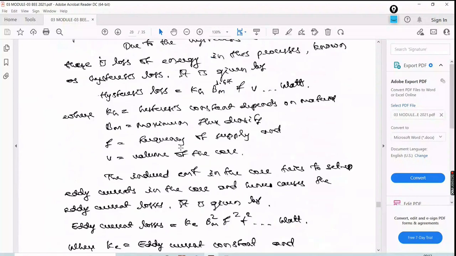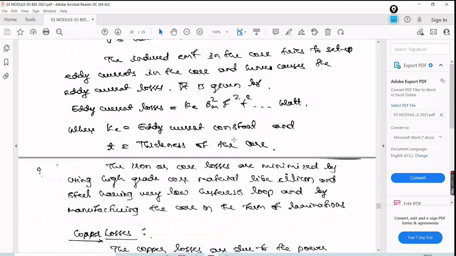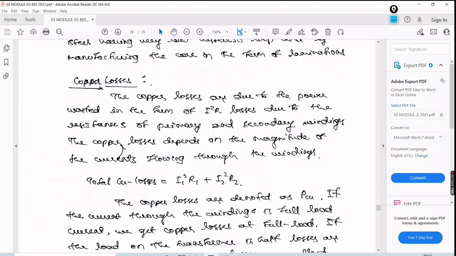Then hysteresis loss. There will be loading and unloading of the transformer taking place. Because of that, the magnitude of the flux changes. Those losses are called hysteresis losses. Remember the formula. This is more than enough from an examination point of view. These are the losses present in the transformer.